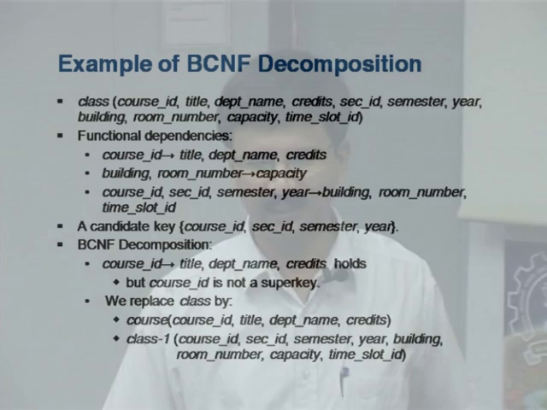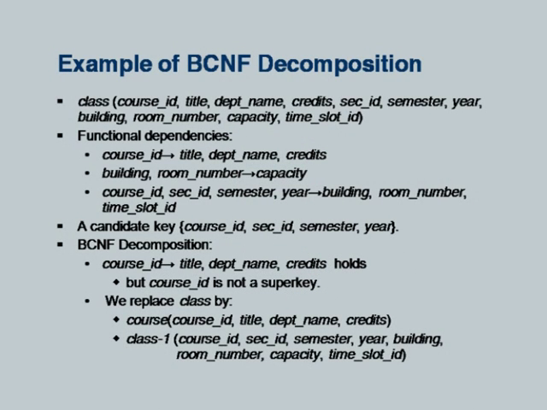Okay. So, here is another detailed example of BCNF decomposition. This time we have just thrown everything into one relation: course ID, title, department name, credits, section ID, semester, year, building, room number, capacity, time slot ID. What on earth is this relation? It's basically starting with course, we have combined in section, and along with section we have combined in classroom, so it is the combination of all of these.